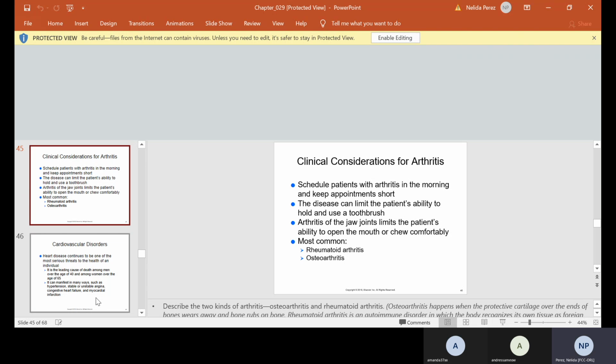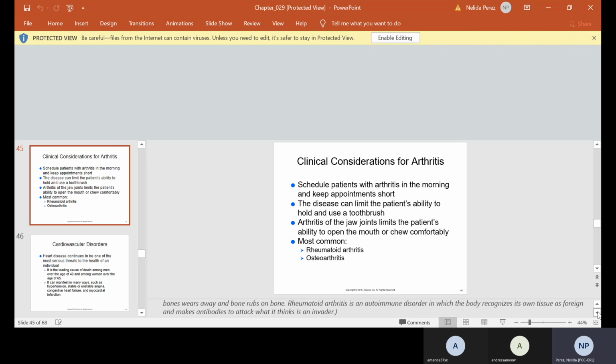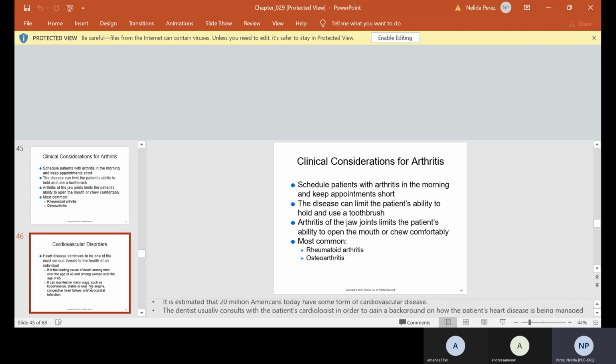Arthritis of the jaw joints limits the patient's ability to open the mouth or chew comfortably. And the most common are rheumatoid arthritis and osteoarthritis. Osteoarthritis happens when the protective cartilage over the ends of the bones wears away and bone rubs on bone. And rheumatoid arthritis is an autoimmune disorder in which the body recognizes its own tissue as foreign and makes antibodies to attack what it thinks is an invader.